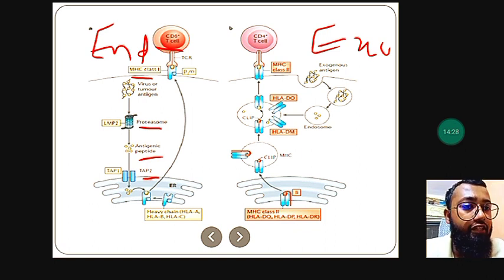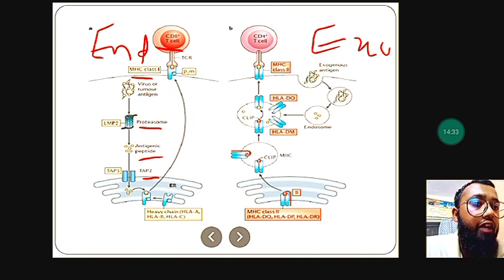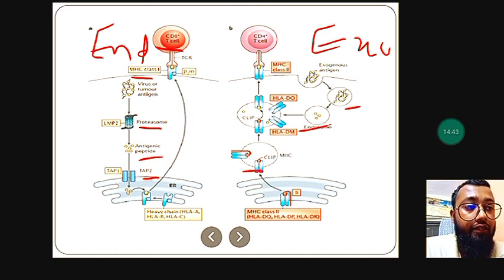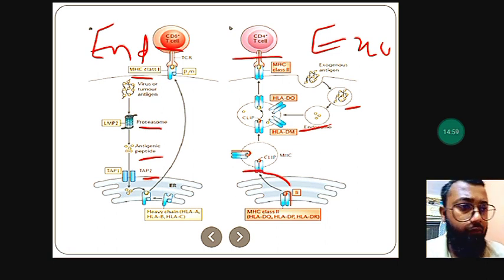And the second, the exogenous pathway, has the endocytic mechanism where endosomes are involved, and these endosomes form the peptide complexes, and these peptide complexes attach with CLIP. As I said in my earlier slide, they are attached with the CLIP protein, and this CLIP protein is attached to MHC class 2 and presents them to the CD4 T cell, where the lymphocytes are evoked, from where the specific antibodies are produced.